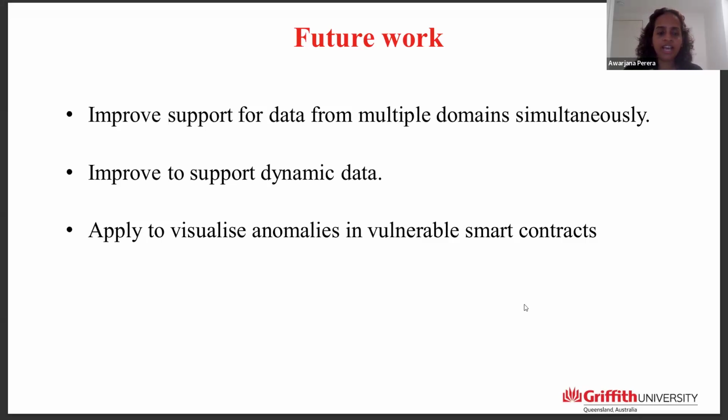And for future work, we are planning to improve TAM to support data from multiple domains to be visualized simultaneously. And then again, we are planning to improve this to support dynamic data. Another future work is that I'm researching on using this approach to visualize anomalies in vulnerable smart contracts.